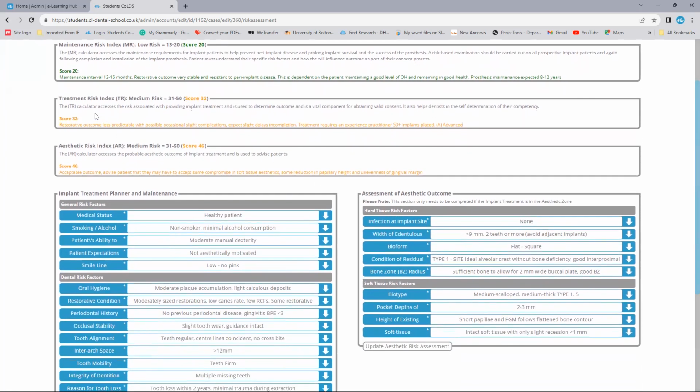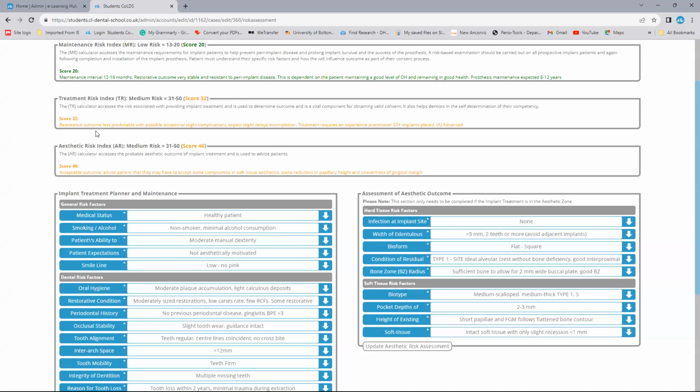Now, treatment risk index. This is how complicated the thing is going to be. So obviously, if you're not very experienced and you get a high risk in terms of technically challenging for a number of reasons, you should run away and not do it, or give it to somebody more experienced, or somebody that likes taking higher risks. So the treatment risk index is medium. The treatment risk calculator assesses the risk associated with providing implant treatment and is used to determine outcome and its vital components for understanding valid consent. It also helps dentists to self-determine their own competency.